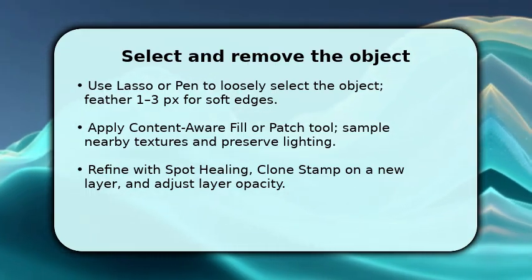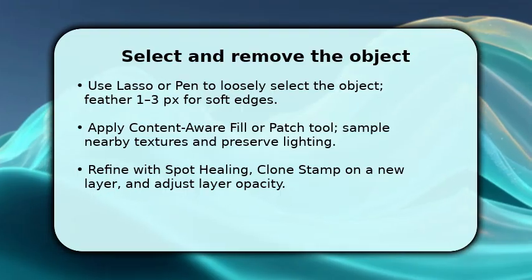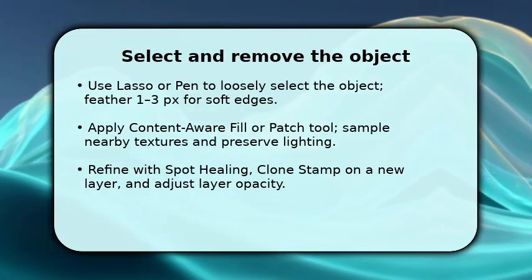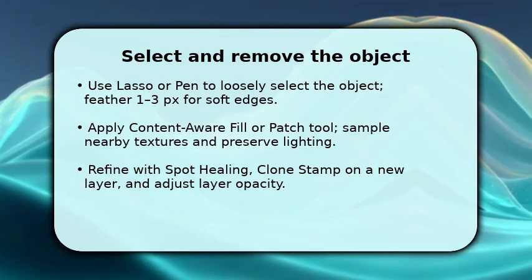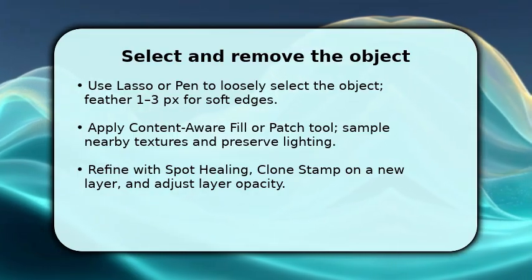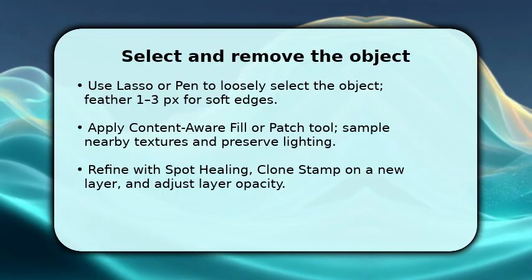Next, try content-aware fill for a fast result. Choose sampling area options and let Photoshop analyze nearby pixels. If that's messy, use the patch tool with source set to the object and drag to a clean area.